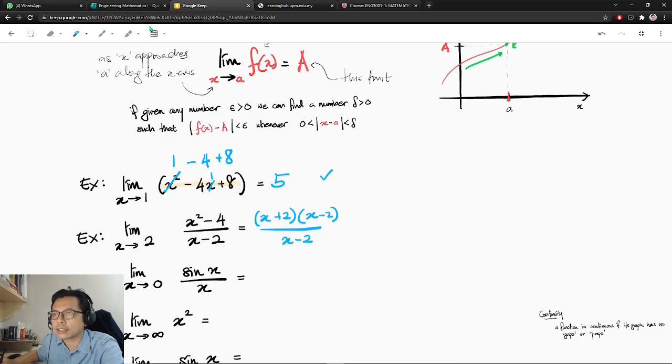Yes, definitely. Right. So I'm expanding the numerator here into x plus 2 times x minus 2. Now what I can do is cancel these two same terms out. So right now I'm left with x plus 2. Are you following now? Now it becomes simpler.